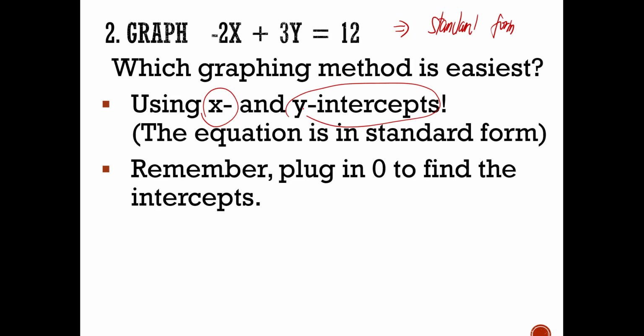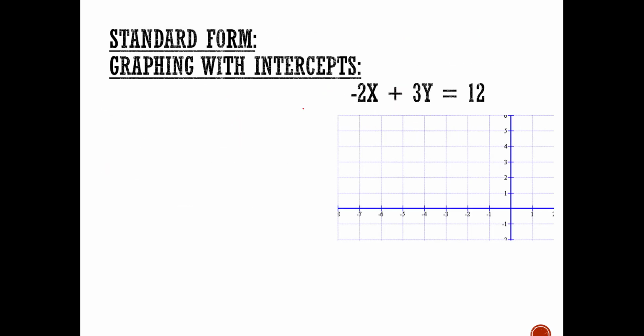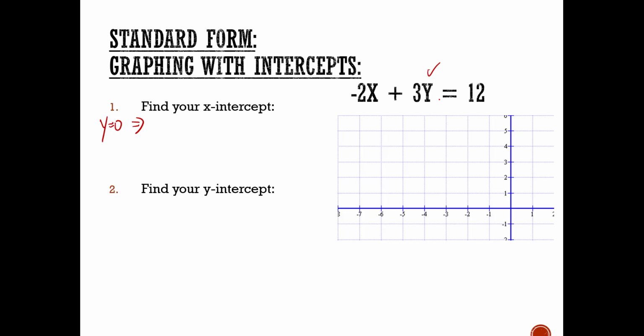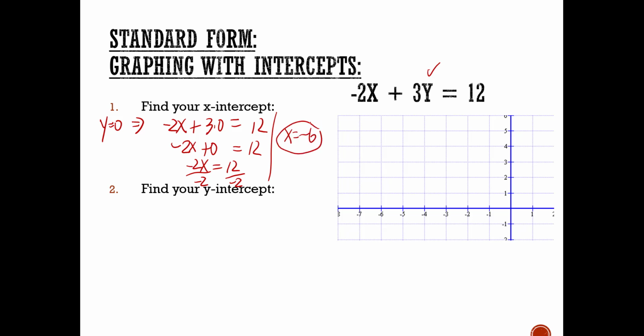Okay, so in order to find the x-intercept, we replace y with 0 and solve for x. So negative 2x plus 3 times 0 equals 12. Now we can solve for x. 3 times 0 is 0, so negative 2x equals 12. Divide by negative 2 on both sides of the equation, and we end up with x equal to negative 6. So the x-intercept is negative 6.